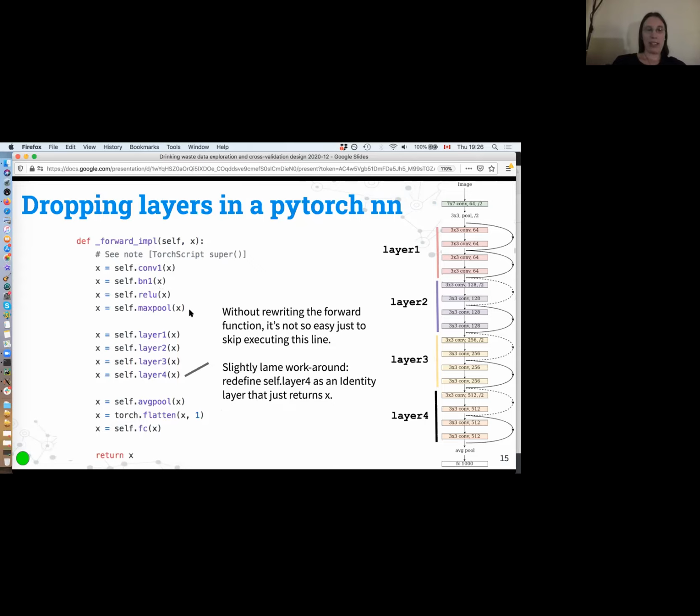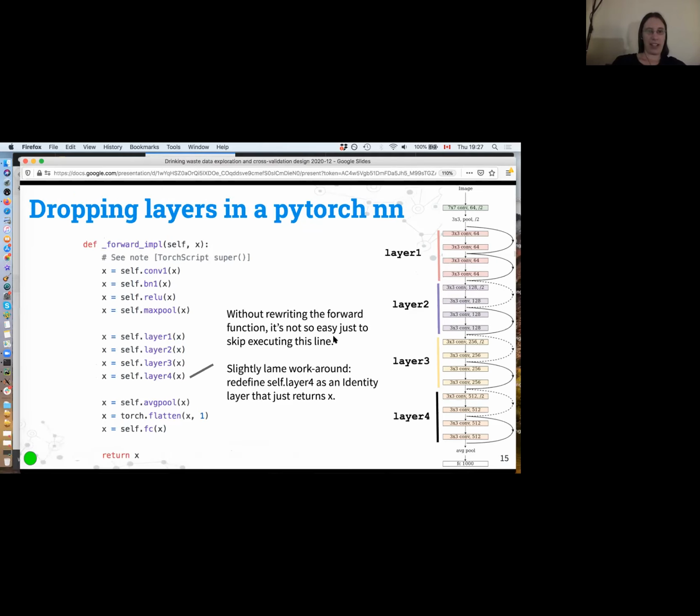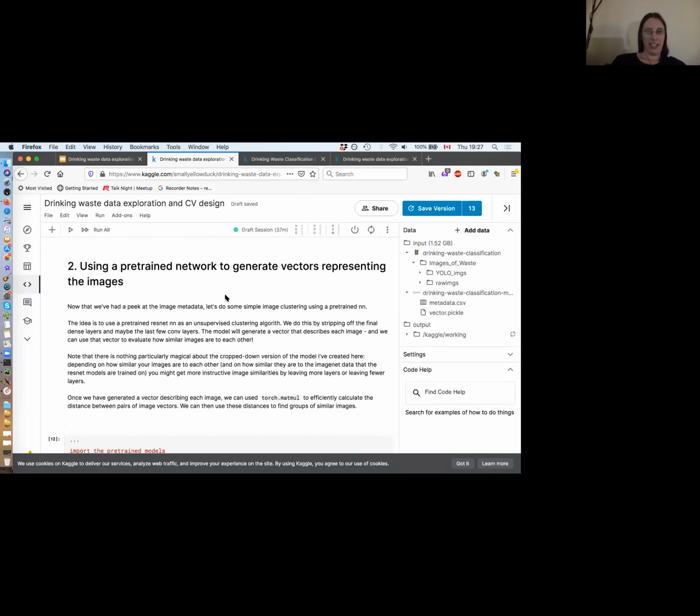So what I'm going to do, this is like ResNet 18. I'm going to keep the first 3 layers, and I'm going to chop off layer 4 and then this average pooling, flatten, and the fully connected or the dense layers at the end. Okay, so let's go back to the notebook.